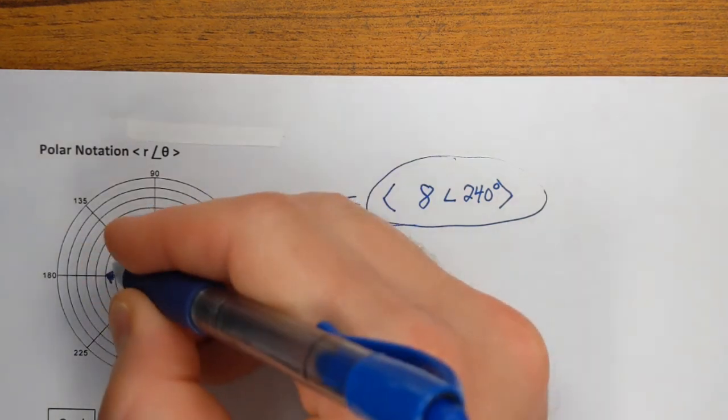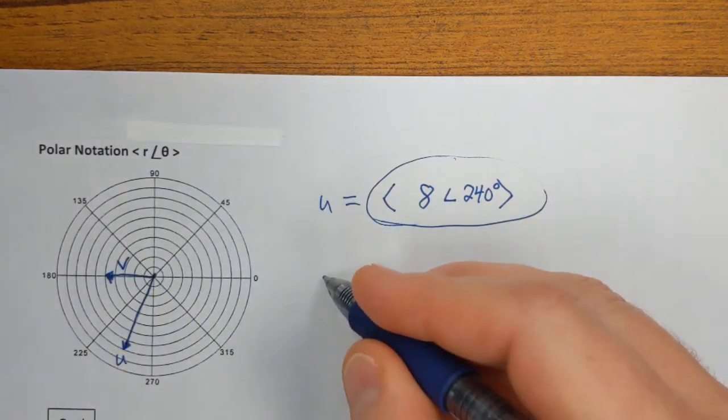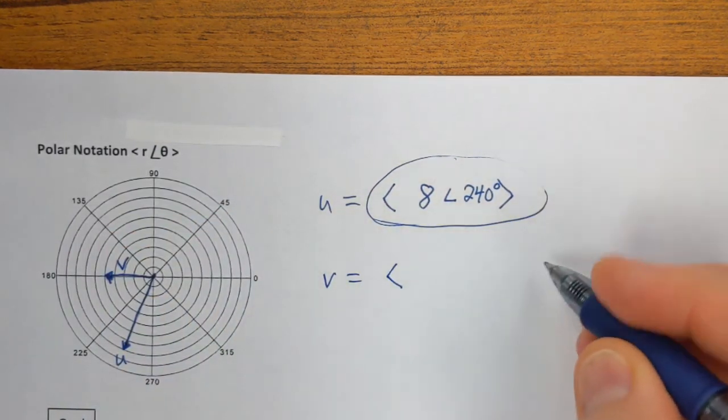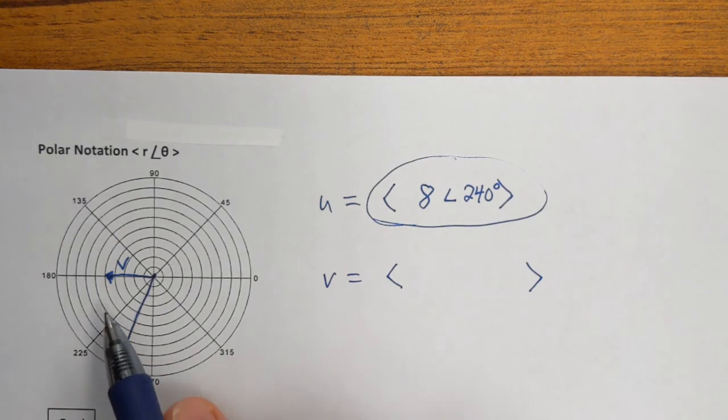All right, so we have another vector here. Let's call this vector over here v. So v then, try this one on your own first. Hit pause right now. See if you can list the coordinates of this vector v.